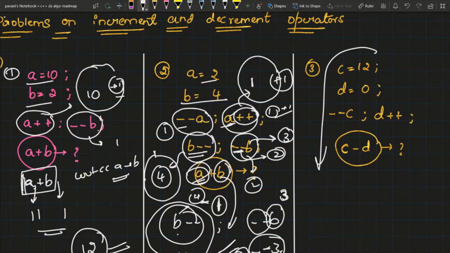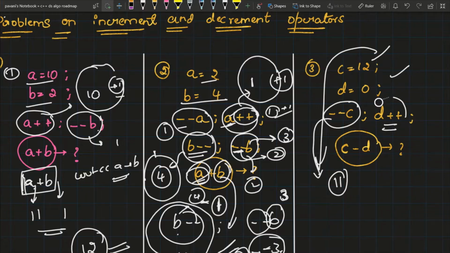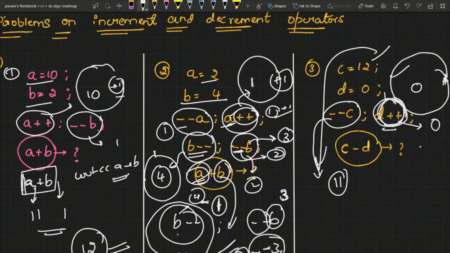C, here the value of C is 12, the value of D is 0. --C, that means it is pre-decrementing. What is pre-decrementing? Here, in pre-decrementing, the value is deducted directly, no hanging around in here, that is 11. D++, this is post-incrementing. 1 will be incremented when the compiler sees D again. Okay, now 0 and 1 is hanging around in here. The value of D is 0. Here the entire value is 0. 1 will be hanging around in here.